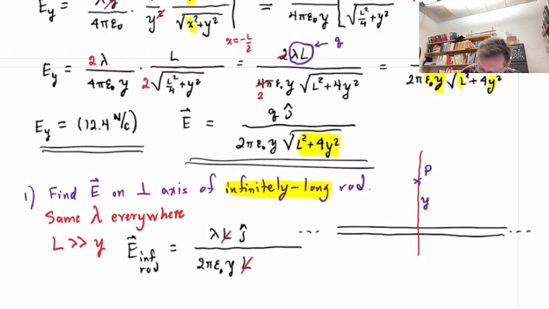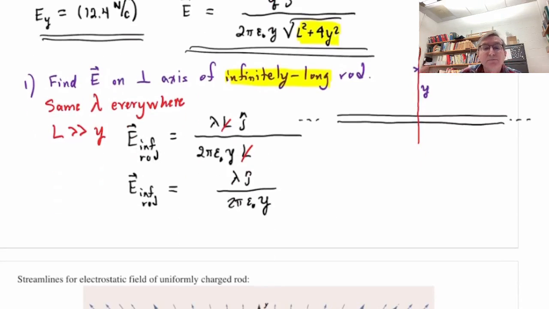And what I'm left with then for the electric field on the perpendicular axis of the infinitely long rod is the charge per unit length over 2 pi epsilon 0 y. Oops, let me get that up there so you can see it. Okay. 2 pi epsilon 0 y. Notice not y squared, just a y, because that's what came out of the formula there, y. And that's quite a handy little formula, okay? And we will use it from time to time.